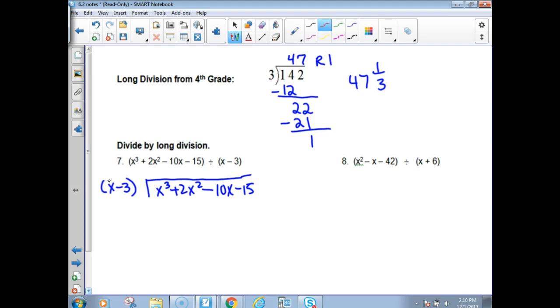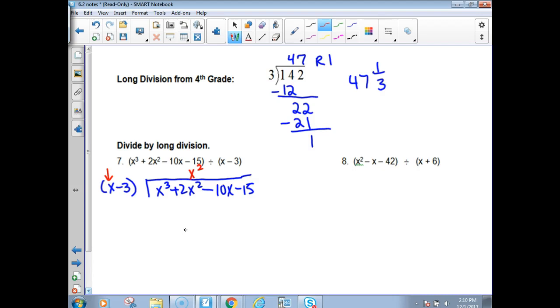Now let me just explain what you should do. Do not pay attention to the minus 3 right now. Just look at the x and divide x into the first term. So x goes into x cubed, x squared times. X cubed divided by x is x squared.